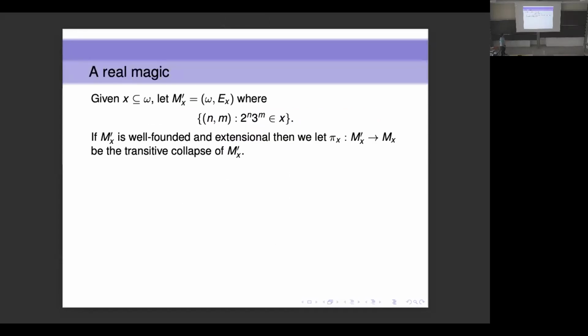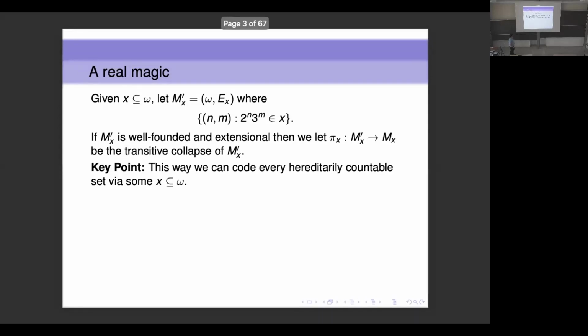Okay, so this is the standard stuff. Reals code hereditarily countable sets. Just to remind you, any hereditarily countable set can be coded this way, or some other ways that you would like, by a real.